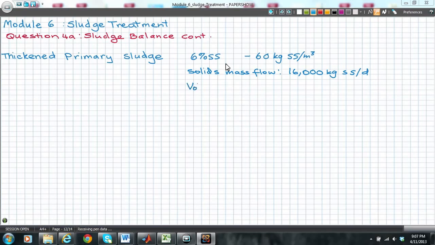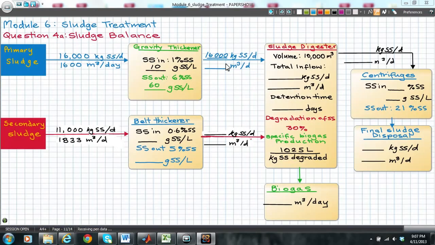So we can now calculate what the volume of the thickened primary sludge is. It's going to be the solids mass flow divided by the concentration, which is 60 kilograms of suspended solids per cubic metre, which gives us a volumetric sludge flow of 267 cubic metres per day.